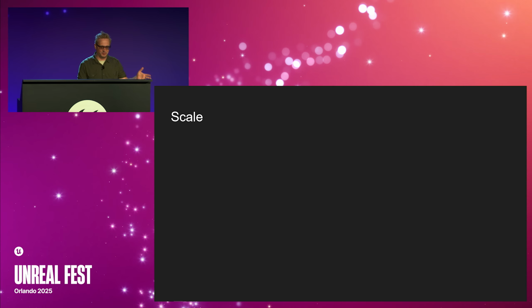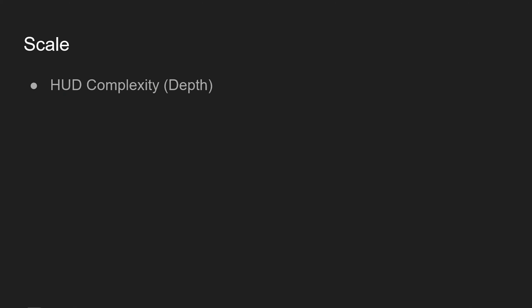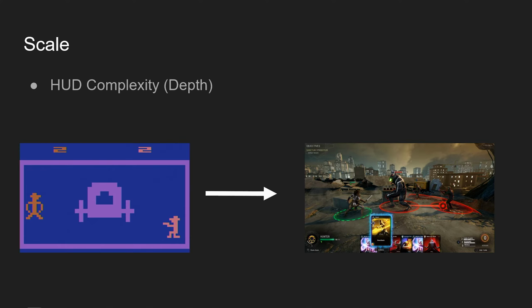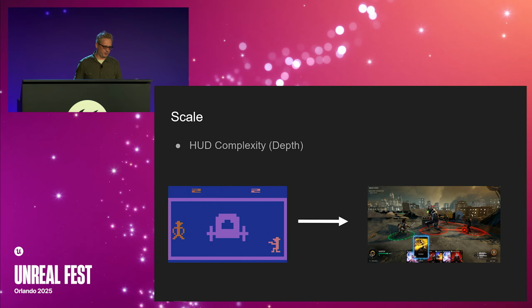So let's talk a little bit about where this scale has come from in terms of UI responsibilities. So one is the complexity of what we're doing. Typically, we see this in HUDs. And certainly HUDs do more than they used to. But the complexity of it has probably been the biggest, right? We have health bars. Our health bars are more complex. We have a mini-map. The mini-map is more complex. And I would frame this as being a depth problem.